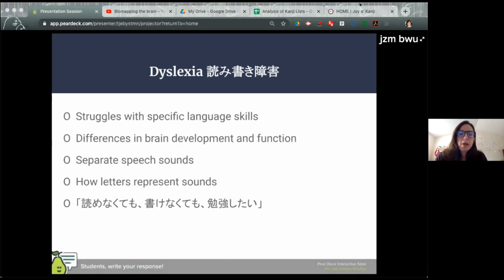So in Japan, in the past few years, this book, Yomenakute mo kakenakute mo benkyou shitai, this is a book by Inoue Satoru. And so there's been more public attention to the issue in Japan in the past few years as that book came out.